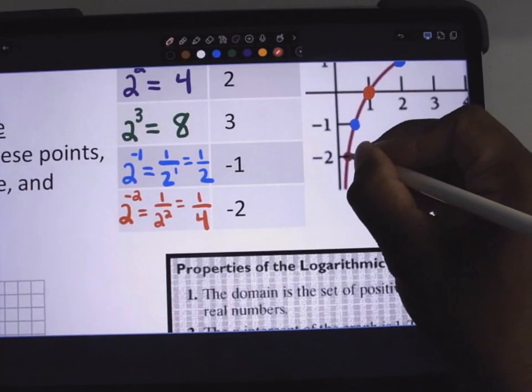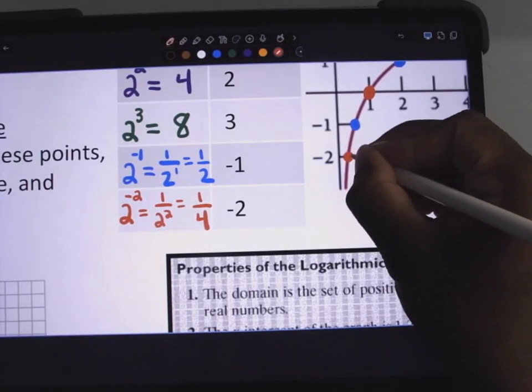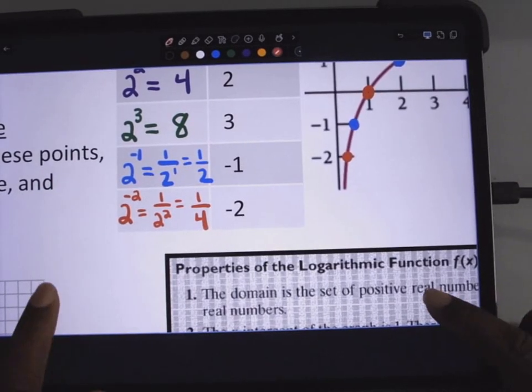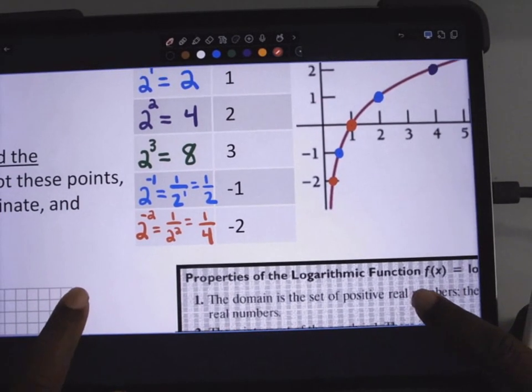And 1/2 is 0.25. We go there. And so visually, this is what the graph looks like.